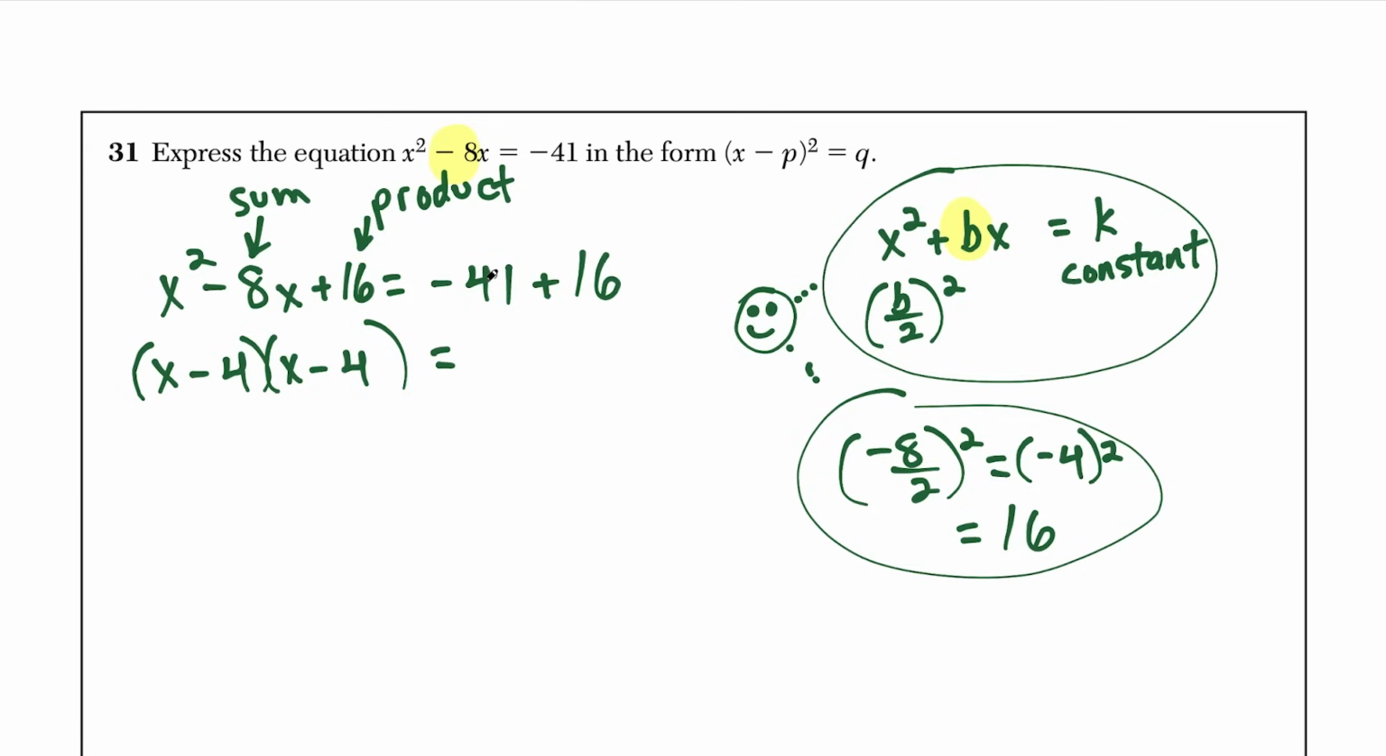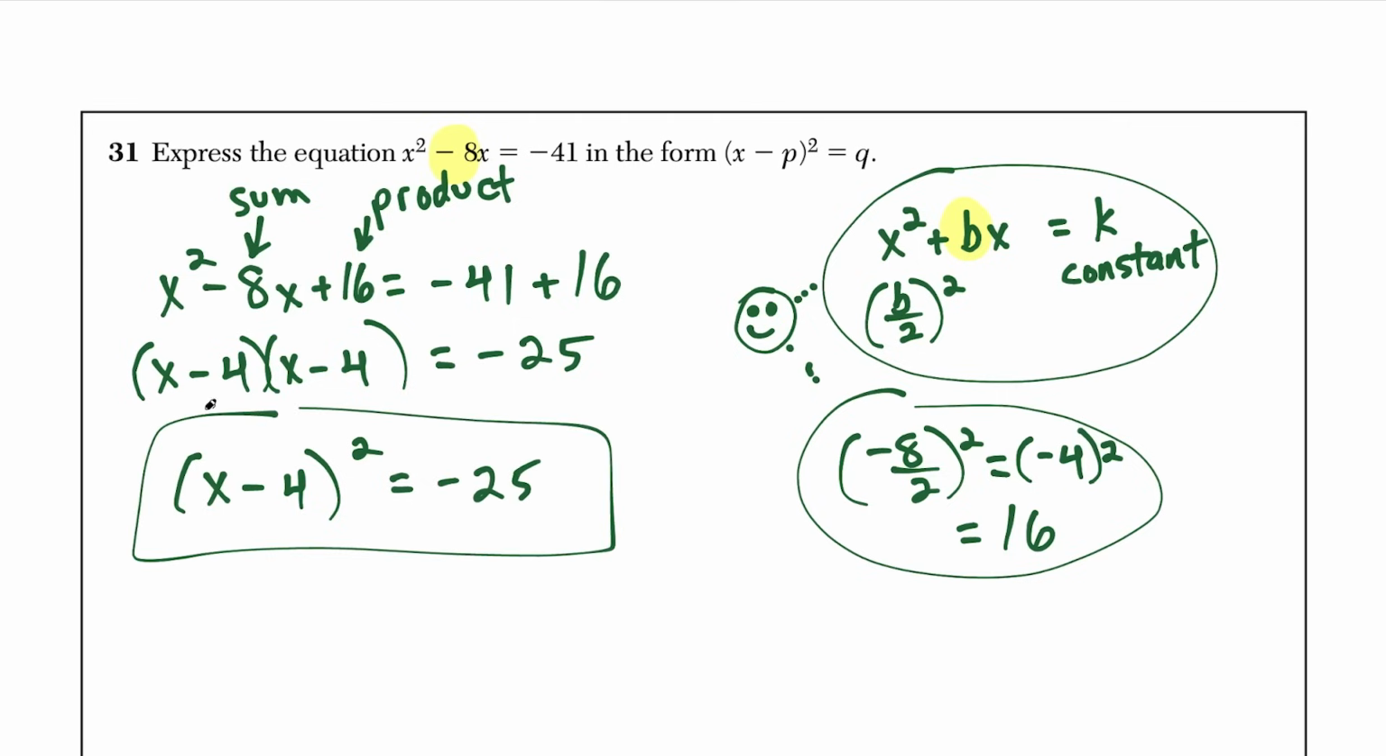And now on the right side, negative 41 plus 16 is negative 25. But we want to write this in the form of x minus some number squared equals some other number. So x minus 4 times x minus 4 is x minus 4 squared. And then we have this is equal to negative 25. And they didn't tell us to solve for x. They just told us to get this quadratic in this form here. So this is our answer to 31.